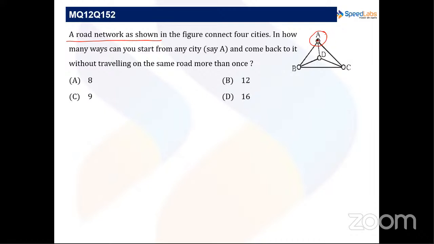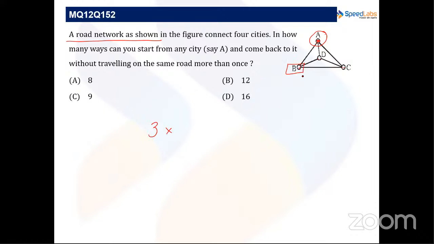Let's say we start from A. So we have three options to go. We can go to B, we can go to D, or we can go to C. All these three options are symmetrical. If we go to B, then we again have two roads. If we go to D, we again have two roads. And if we go to C, again we have two roads. So the three options are the same. Let's select any one of the options.